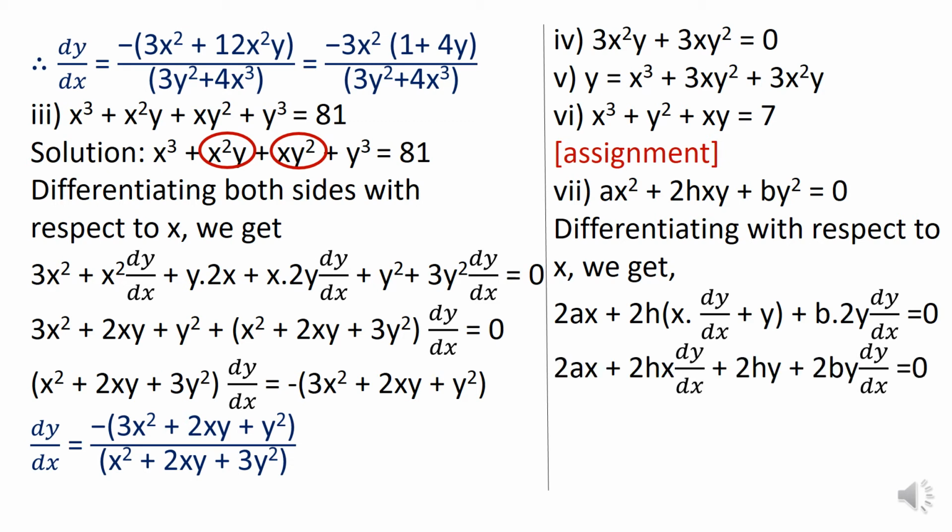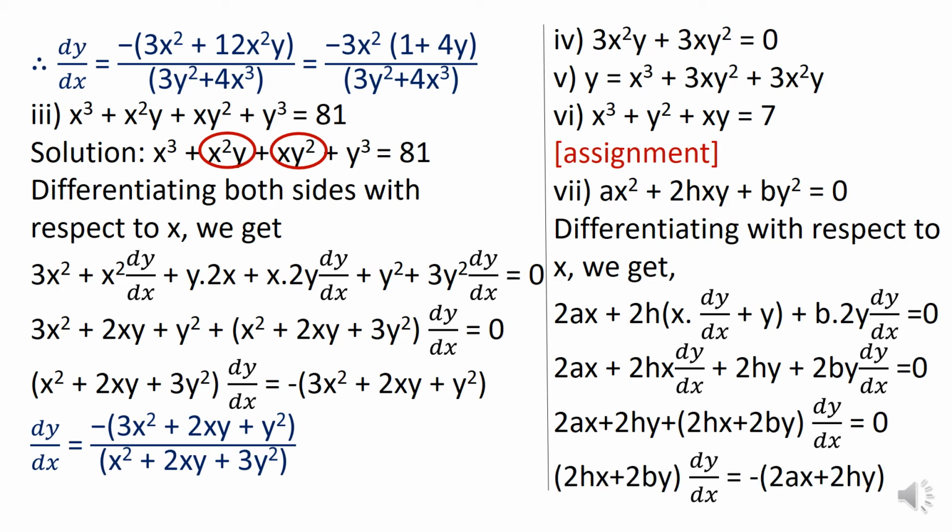Then the same step, that is, we open the middle bracket actually here. We open the middle bracket. We write the two terms. The middle bracket becomes 2h x dy by dx plus 2h into y. And then we group together the terms containing dy by dx. We write the terms containing dy by dx on one side and the remaining terms on the other side.